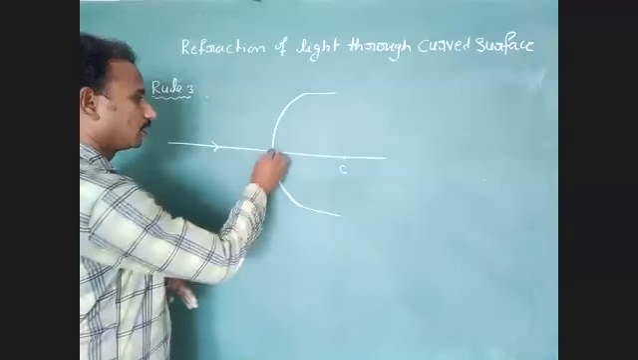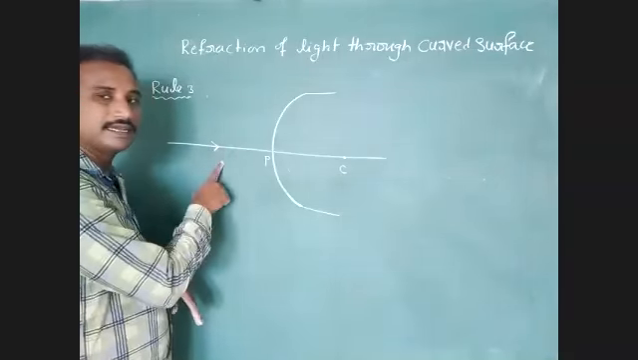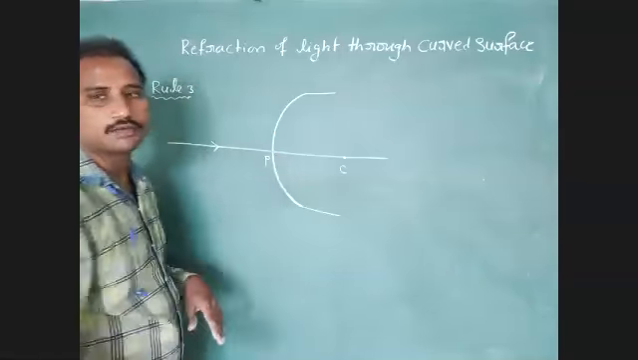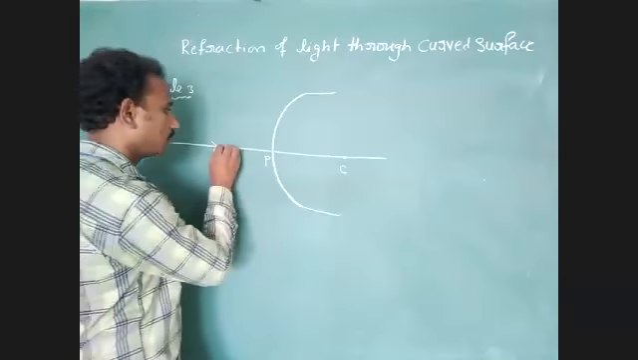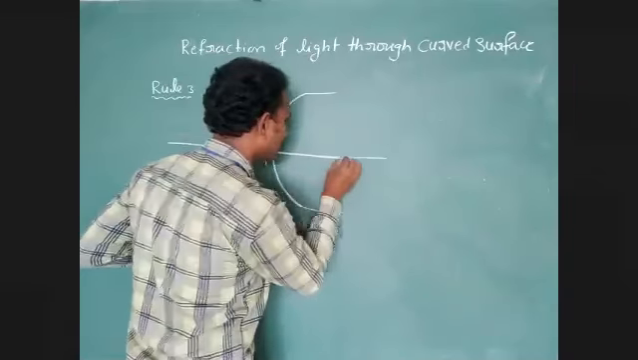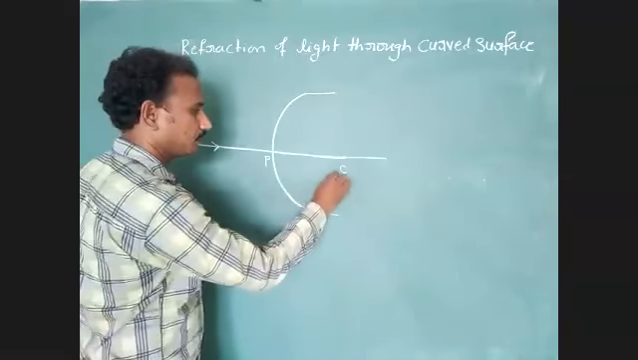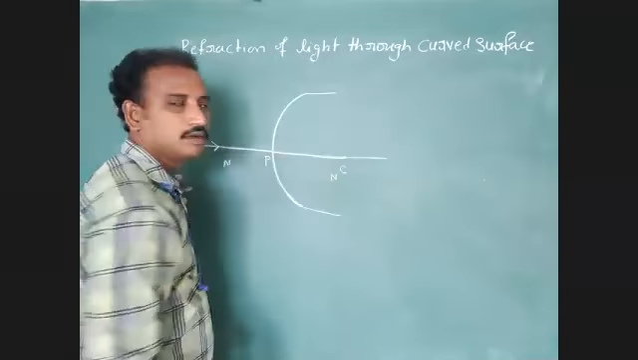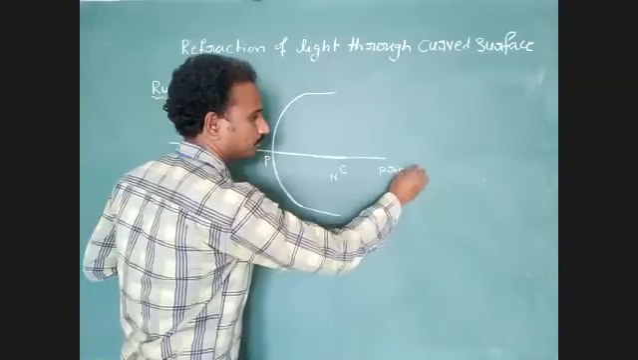Here, the principal axis is perpendicular to the curved surface. Perpendicular to the curved surface means the incident ray is following the path along the normal direction. Following the path along the normal direction, we have to represent that normal. The normal for this curved surface is represented along the principal axis. Very, very important.